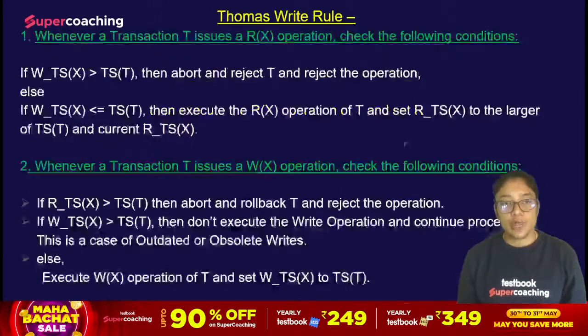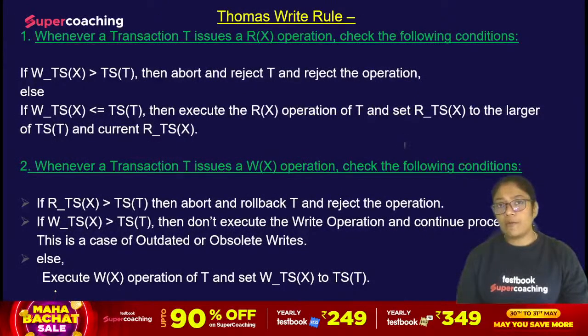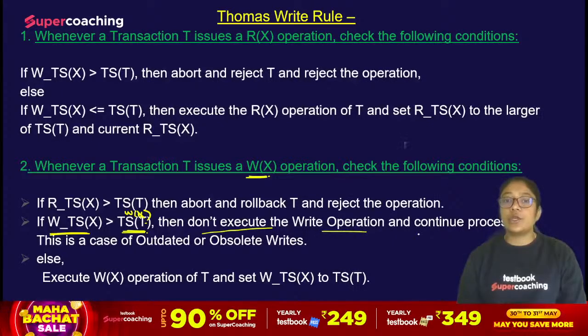Now let's move on to the next one, that is Thomas Write Rule. We have already discussed the difference between Thomas Write Rule and basic timestamp ordering protocol. So where will the change come? When the transaction has issued the write operation and we are comparing it with the write timestamp. Both are write: the write timestamp and the write operation. Correct? So in this case, we will not execute the write operation and continue. We are simply ignoring the write operation and will continue with the other operations. So this is the difference.